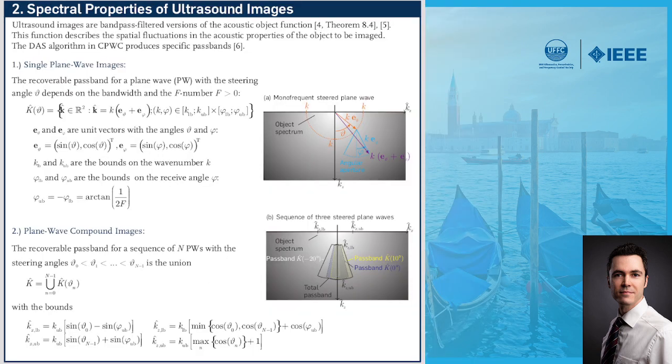To achieve this objective, the spectral properties of ultrasound images are relevant. Ultrasound images are bandpass filtered versions of the acoustic object function. The delay and sum algorithm in coherent plane wave compounding recovers specific passbands that depend on the bandwidth, the steering angle of the incident plane wave, and the f-number.